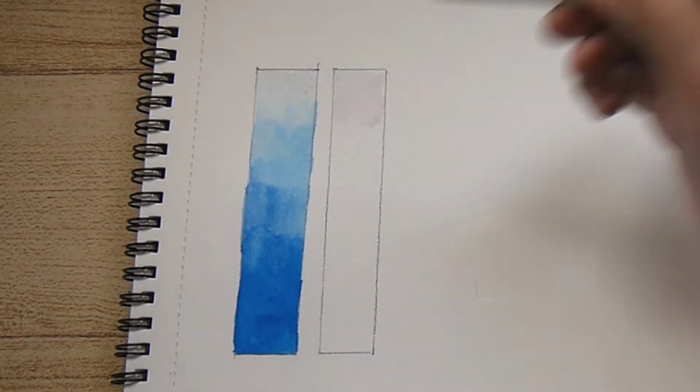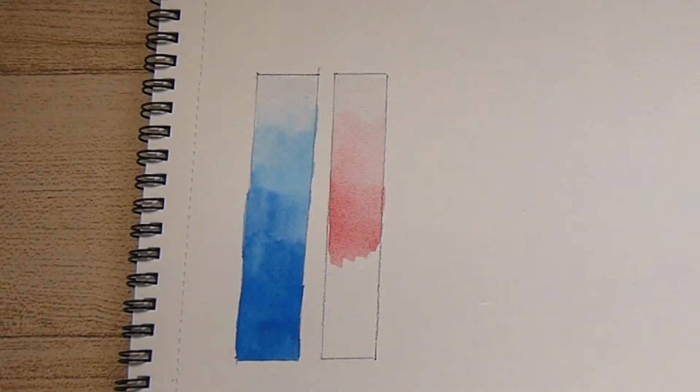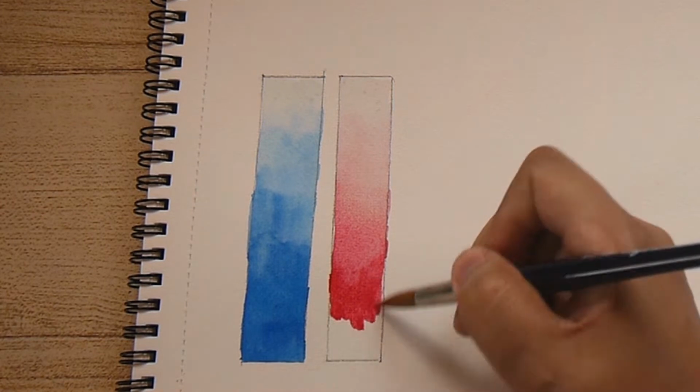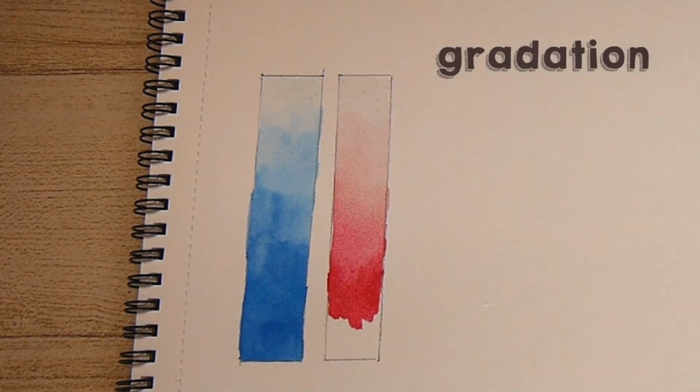We call this practice, or this thing that I'm doing right now, gradation, or the change of a color from light to dark and vice versa.